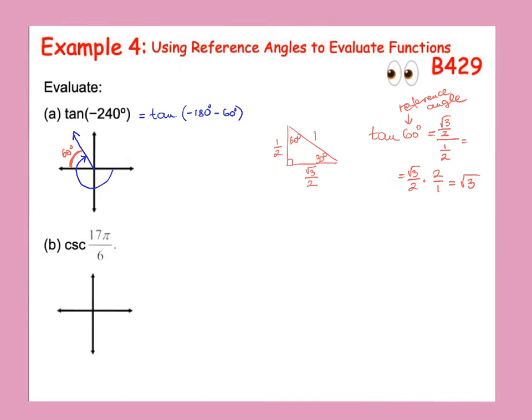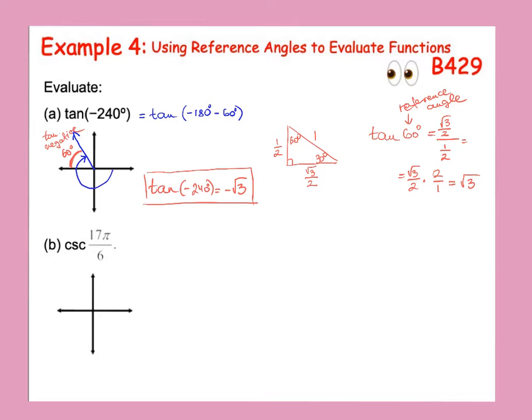Last, I need to decide in quadrant 2 if tangent is positive or negative. I know that tangent in quadrant 2 is going to be negative. So finally, the answer for tangent negative 240 degrees is going to be negative square root 3. So I followed every one of the steps that was required to figure out the value of tangent negative 240 degrees.